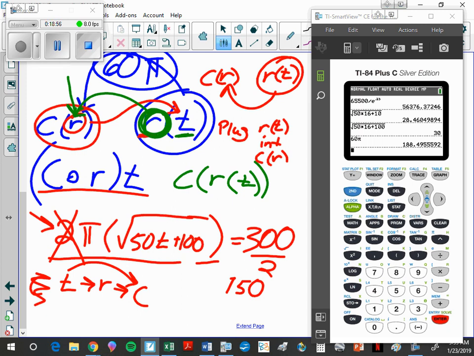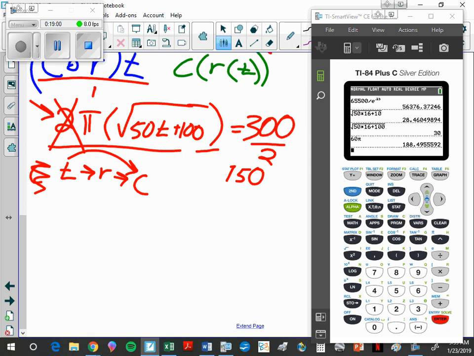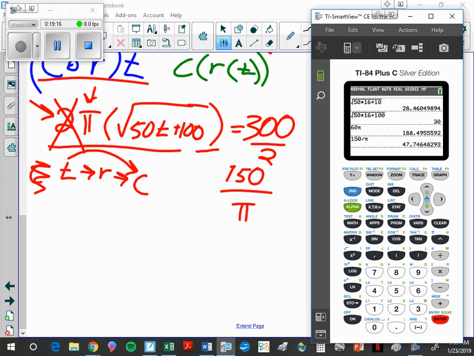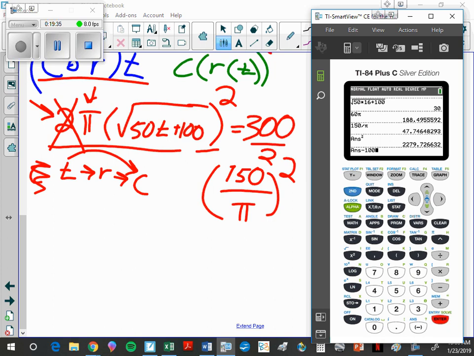Now what? Nope, not yet. Divide by pi, and it probably wants us to leave, oh no, decimal points. Okay, that's nice. So I have 150 divided by pi. Now what? Square it. So raise that to the second, and then subtract 100, and then divide by 50. What does that mean? 43.59 days. Well, 1 decimal point.